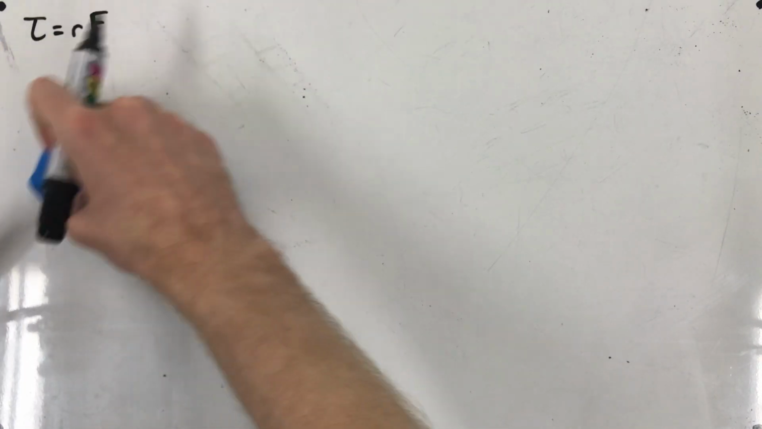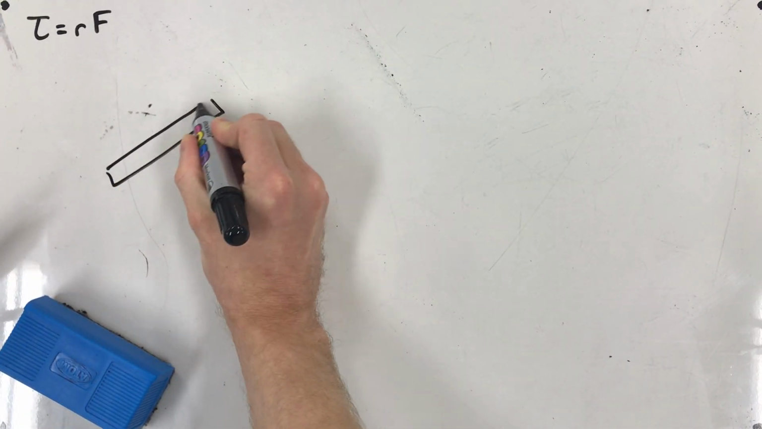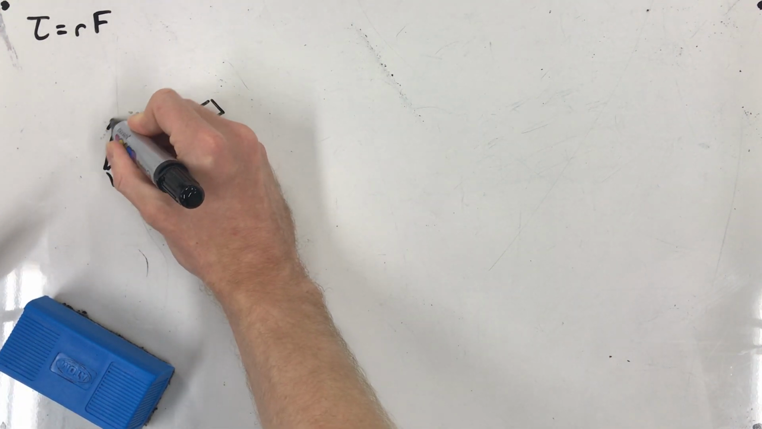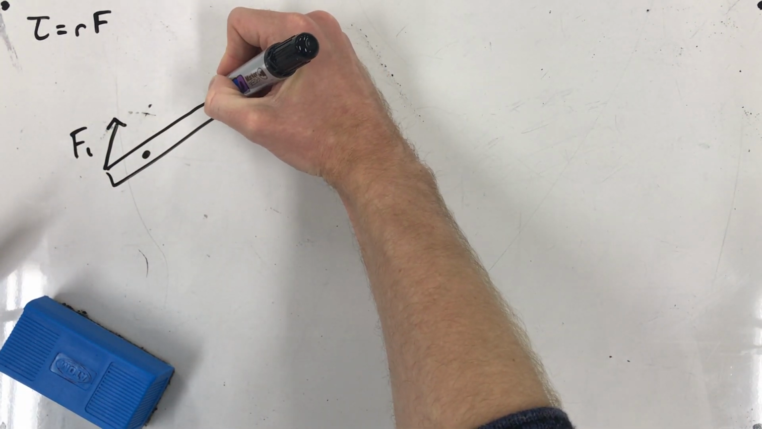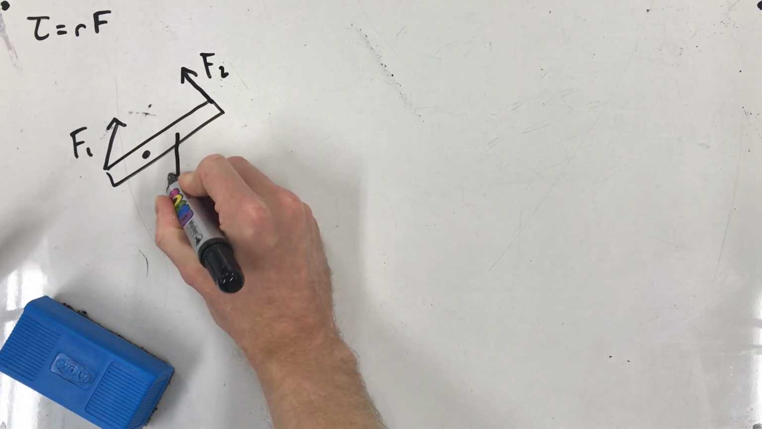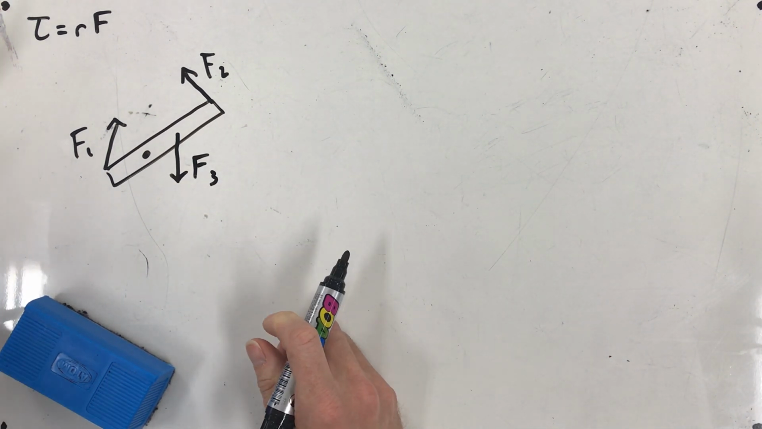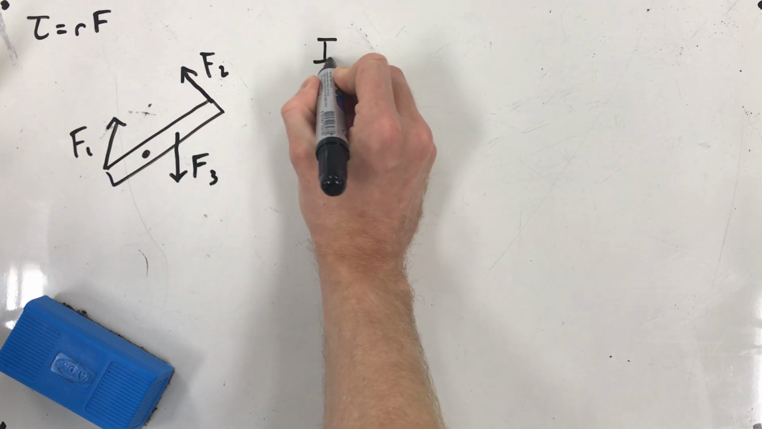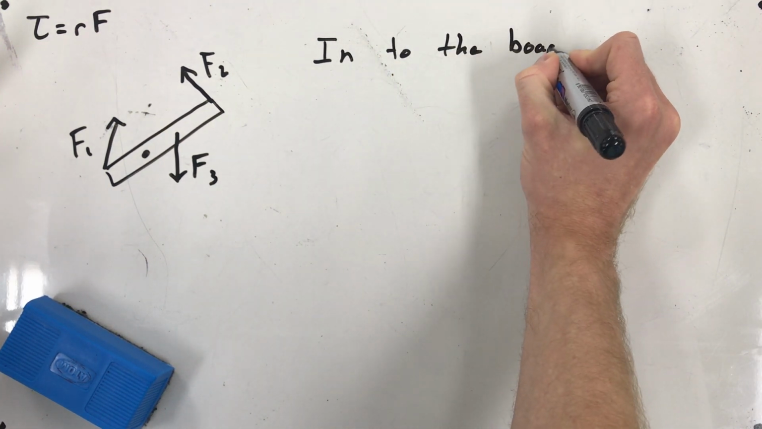So let's go ahead and look at a quick example. Let's say I have a rod, and it's fixed to rotate about this axis, and I exert a force here, maybe call that F1. Let's say I exert another force here, call that F2, and I exert another force here, F3. And we can always choose which way we decide to call positive or negative. Let's call into the board the positive direction.